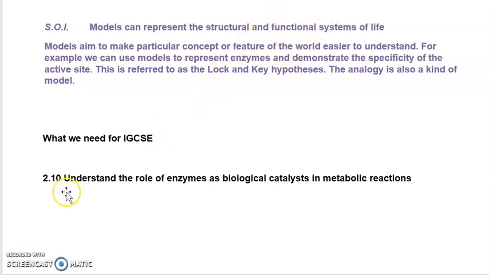For GCSE, this is the syllabus statement that we need to know. So let's unpack it just a little bit here. So we need to think about the role or the job of an enzyme. So we need to think about what is an enzyme and what is its job. And its job is to act as a biological catalyst. Biological means it's found inside a cell or a living thing. And a catalyst is something which speeds up a chemical reaction but remains unchanged at the end. So enzymes are biological catalysts.